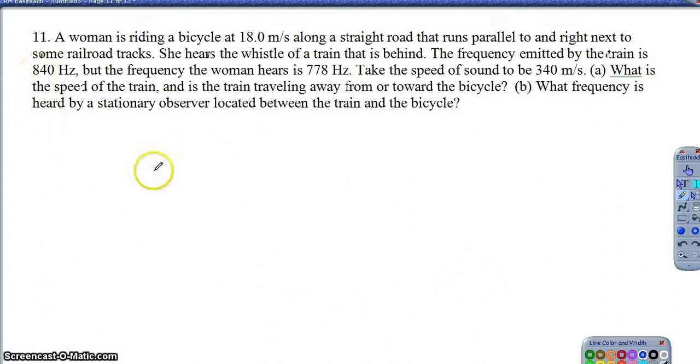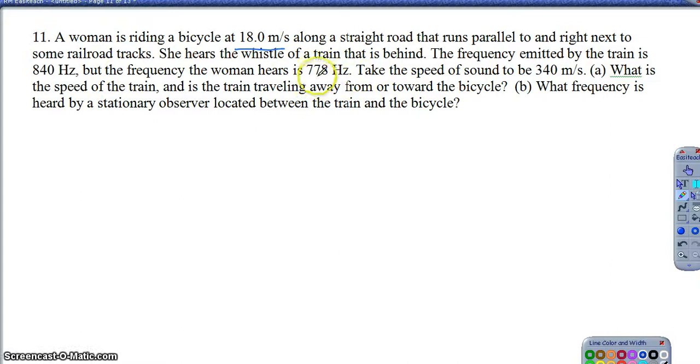Okay, so question 11 here is a good question for just kind of exploring the Doppler effect, and particularly when 2 objects are moving at the same time, right? So we've got a woman riding a bike. They give her the 18 meters per second there, and then she hears a train whistle behind her. The frequency of the whistle is 840, but the frequency she perceives is 778. And then they give us the speed of sound in the air. What is the speed of the train, and what is the direction of the train, right? Is it traveling towards or away from her?